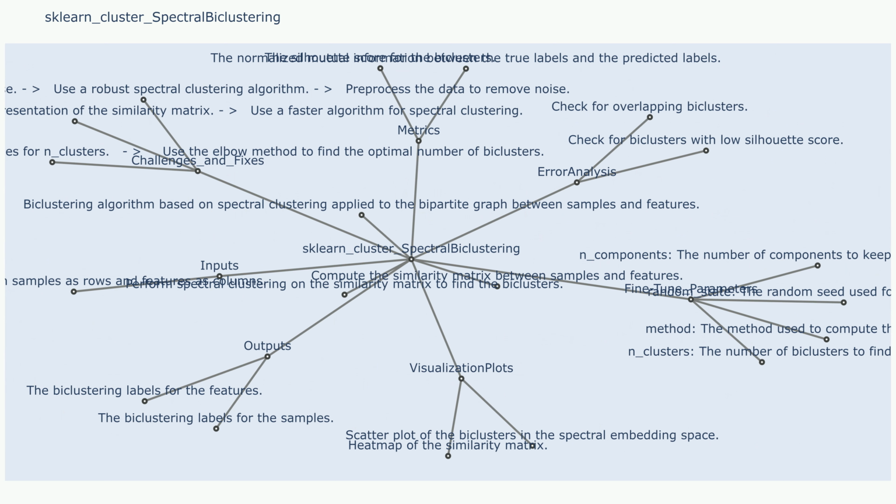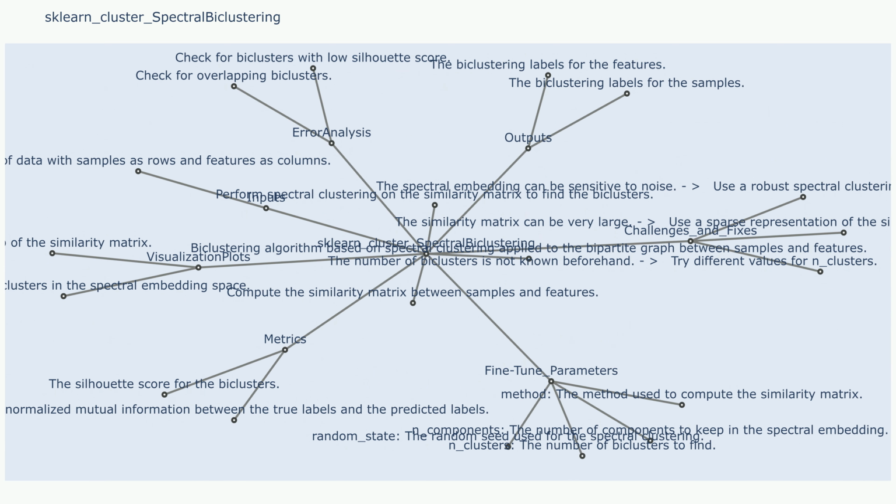Metrics: biclustering quality. The quality of the biclustering results can be assessed using metrics like the normalized mutual information (NMI) between row labels and column labels. Silhouette score. The silhouette score can be used to evaluate the quality of the cluster assignments for both rows and columns.